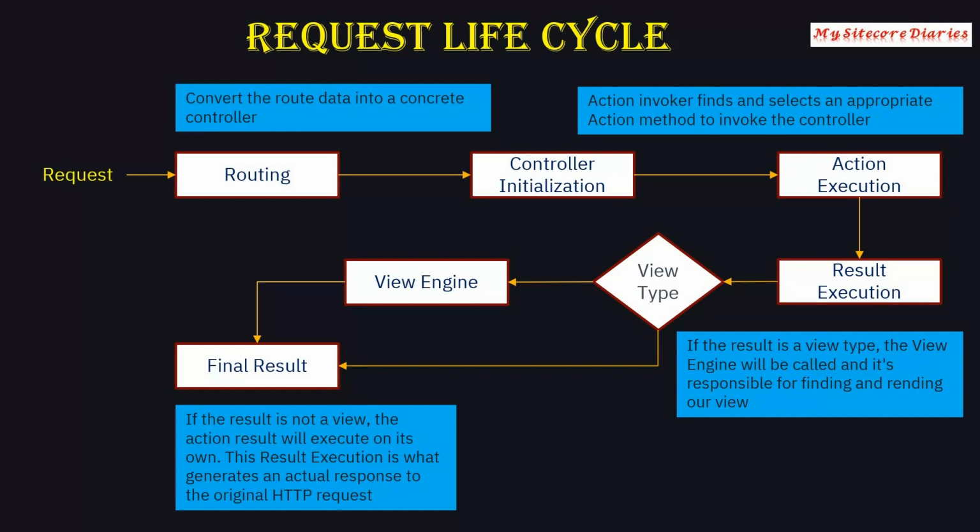So if there is a view type, it will go to the view engine and the view engine will generate the response. If it is not there, then the action itself will execute and provide the response. So that is how the response will get generated. This is at a high level how the life cycle happens. We will see in detail how exactly the request is handled and what are the steps performed to create the response.